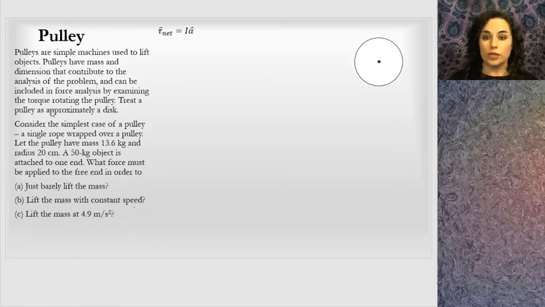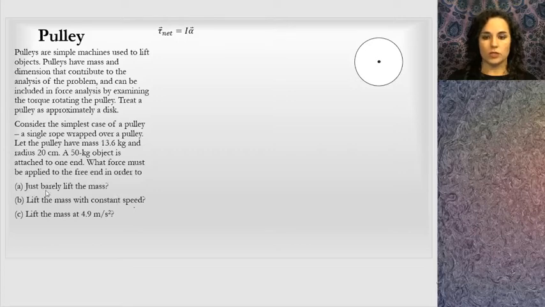We're going to treat a pulley approximately as a disc. Consider the simplest case of a pulley, a single rope wrapped over the pulley. Let the pulley have mass 13.6 kilograms and a radius of 20 centimeters. A 50 kilogram object is attached to one end. What force must be applied to the free end in order to?